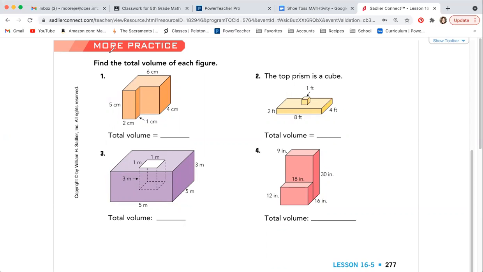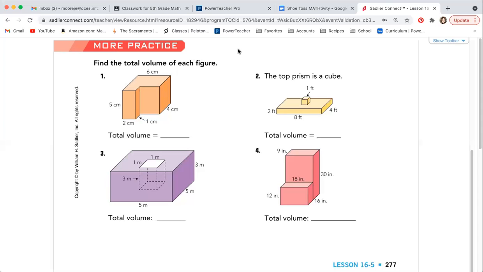I can see the prism on the bottom. I can see all of its dimensions. I can see the prism on the top, and the directions say that guy's a perfect cube, so I know all the dimensions of that one too. So this one looks like it will be easy to combine their volumes. So let's try that one first.